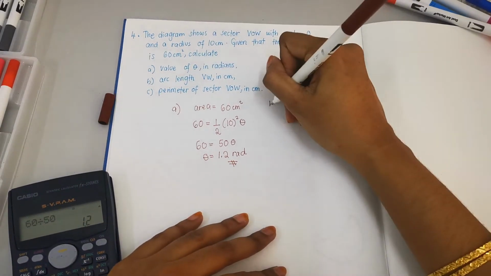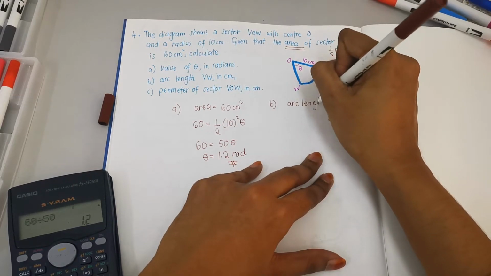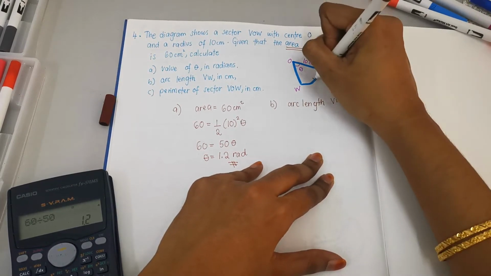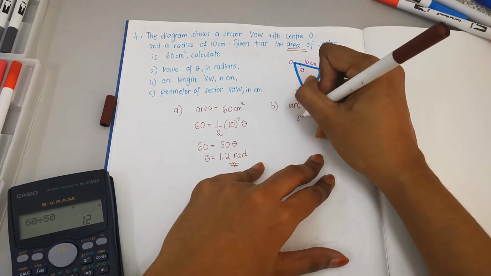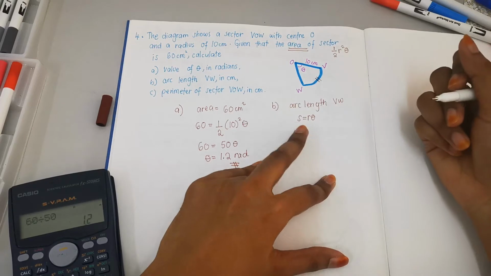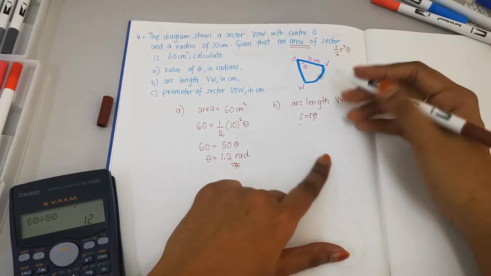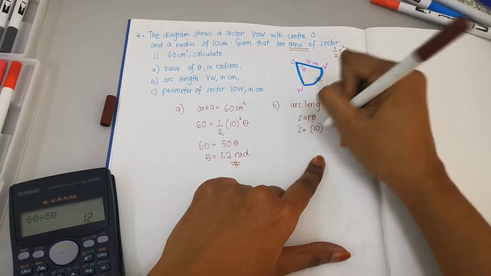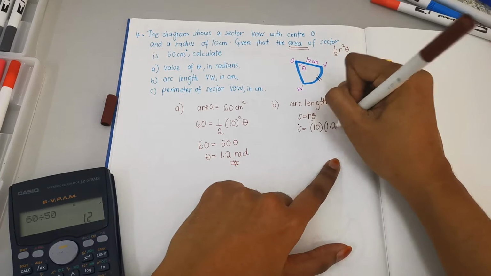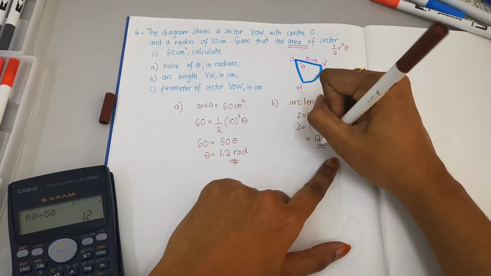Let's find for B. Arc length of VW, this part. So usually for arc length, what's the formula we use? S equals r theta. So S is the one we need to find, r we have, theta we have. This is also simple. Just plug in the values. So 10 times 1.2, 12 centimeters.